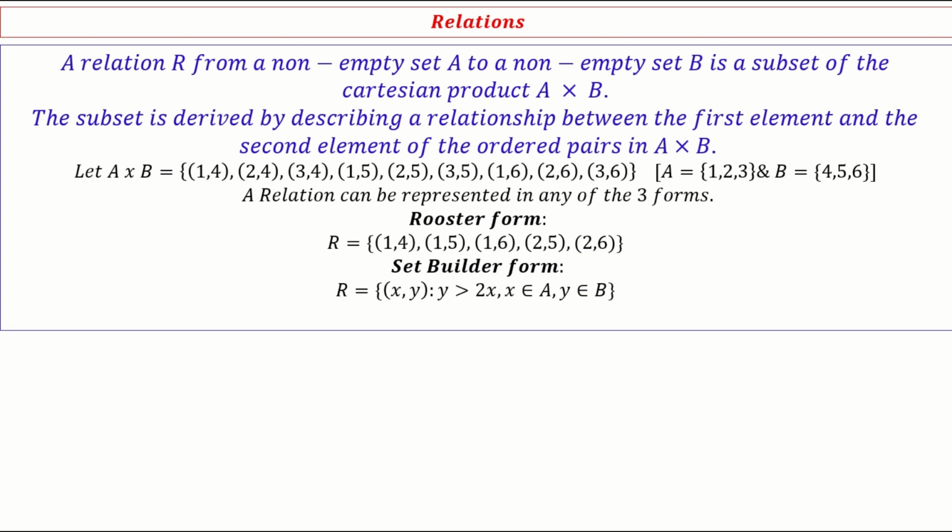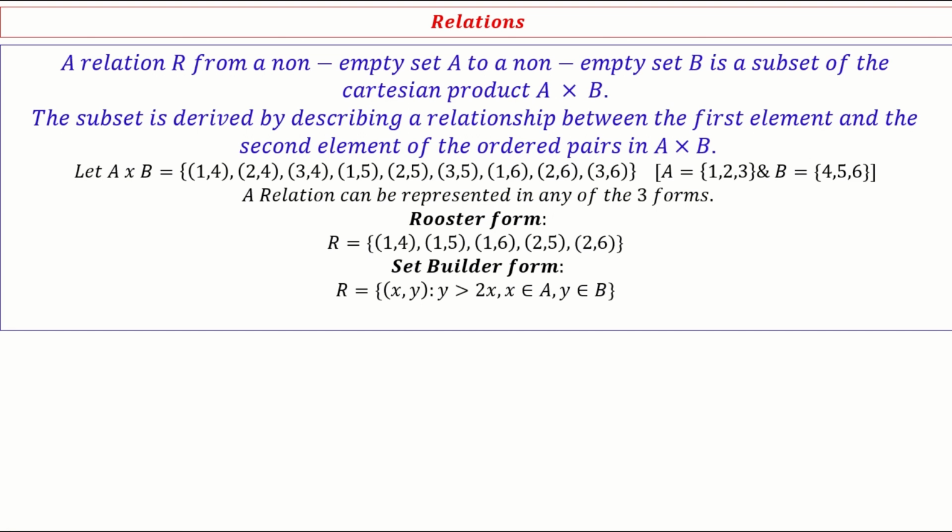Okay, so cross-check with these values. This is y, right? Y is greater than 2x. Okay, so this is how you can write it. 3 comma 6 you don't get, because y is greater than, not greater than or equal to. Okay, so these are the possibilities. Hope you understand the relation definition.